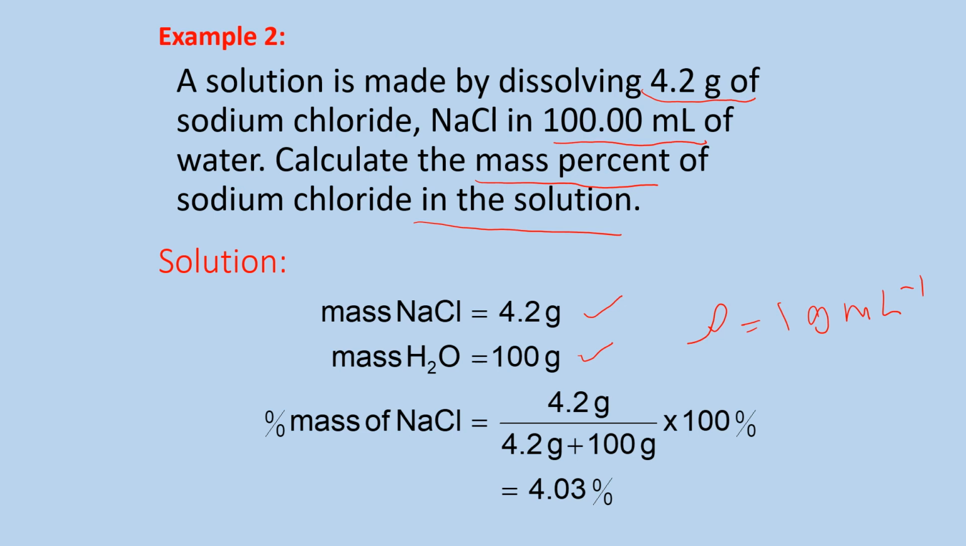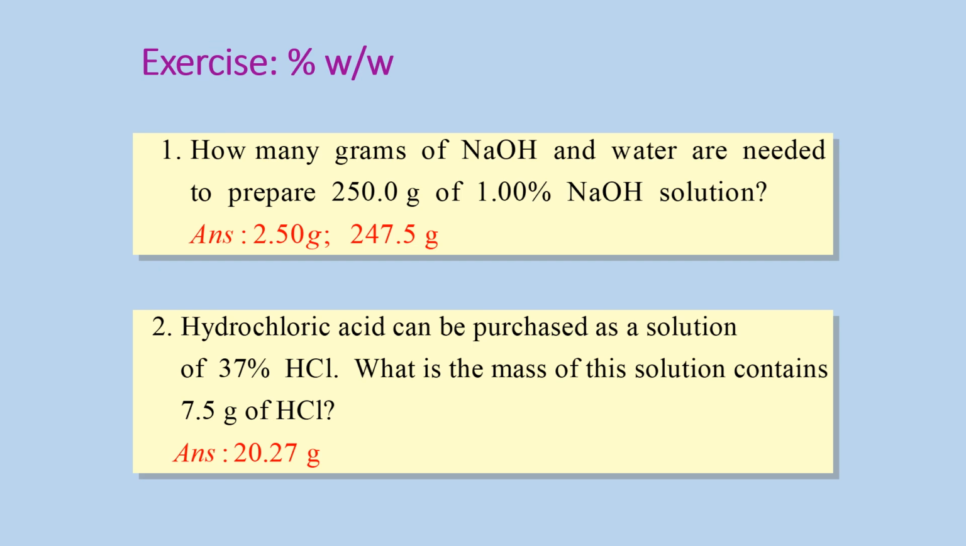So percentage mass of sodium chloride is equal to 4.2 gram divided by the total mass, which is 4.2 gram plus 100 gram, times 100%. So you have the final answer, 4.03%. Exercise, percent weight per weight. How many gram of NaOH and water are needed to prepare 250 gram of 1% NaOH solution?